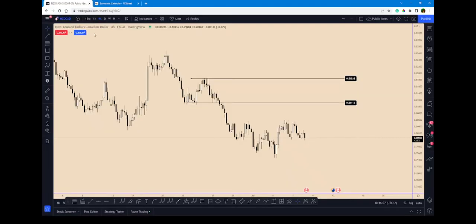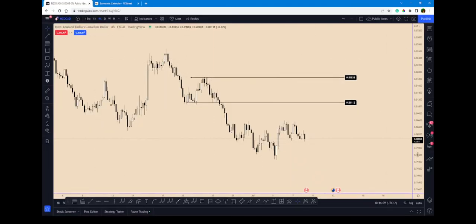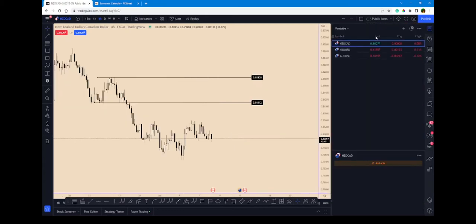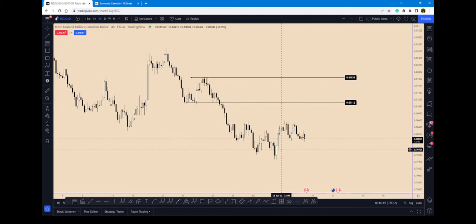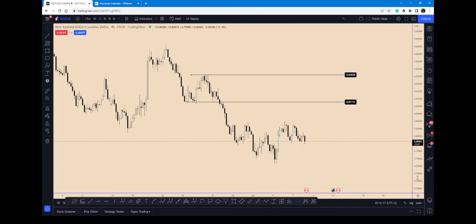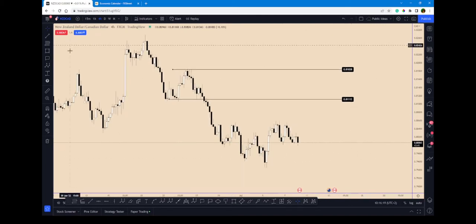For this topic I have chosen three different pairs: New Zealand CAD, New Zealand USD and Aussie USD, and what we need to be careful during this event. So let's go on with the first one, New Zealand CAD.